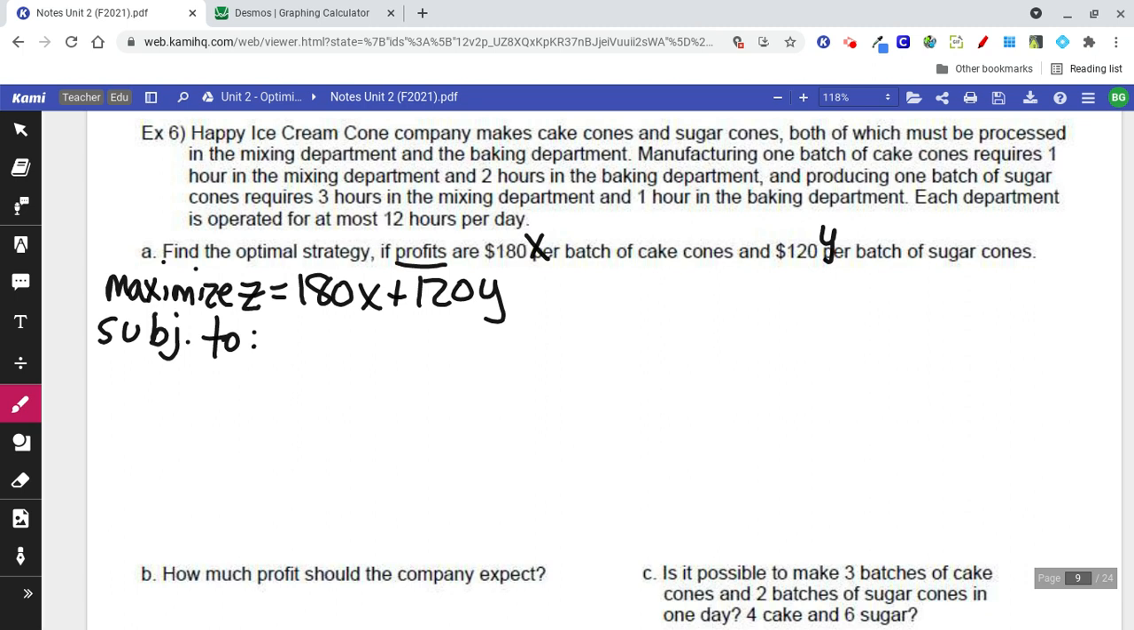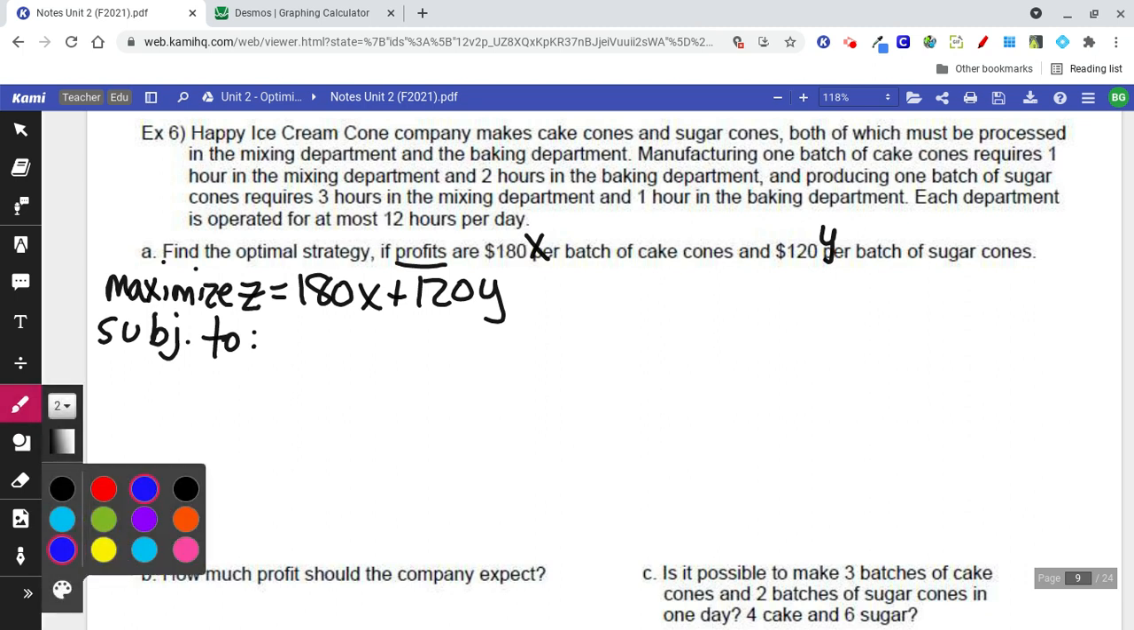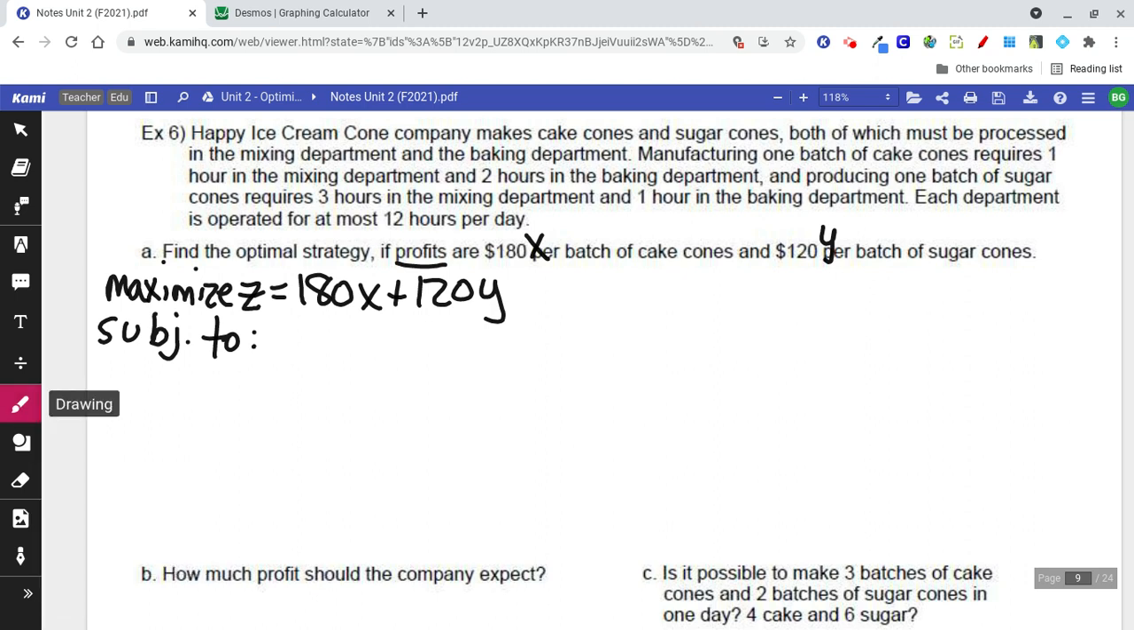So where are we at? Yes. Took a while to find, but it says each department is operated for at most 12 hours per day. At most 12. So at most 12 means like 11 or 10 or something like that. That's less than or equal to. So we know less than or equal to 12.